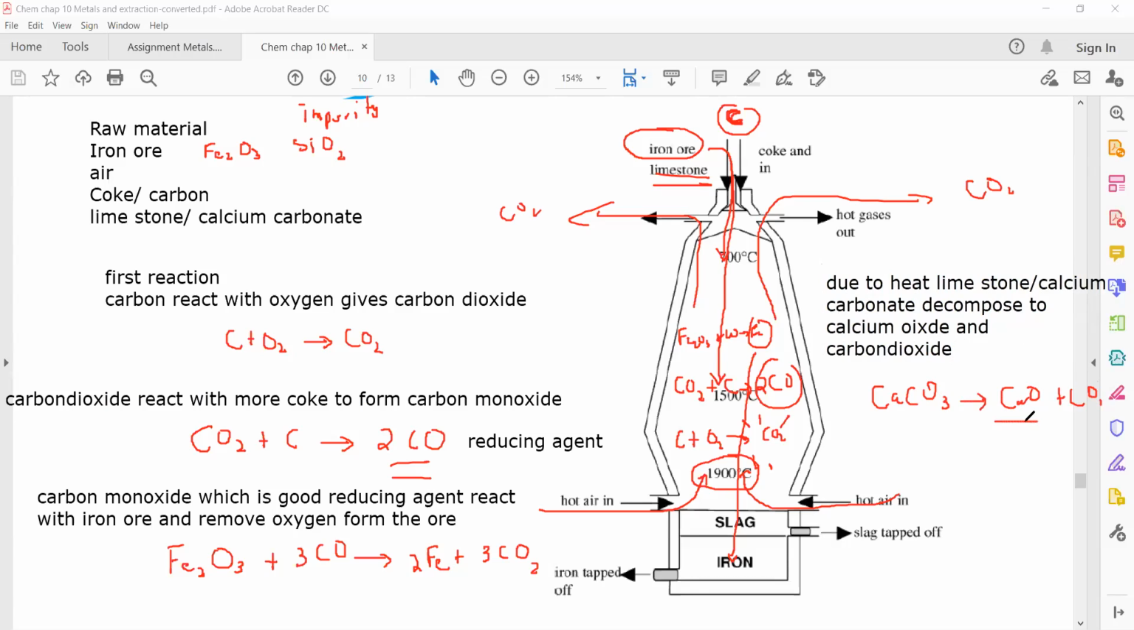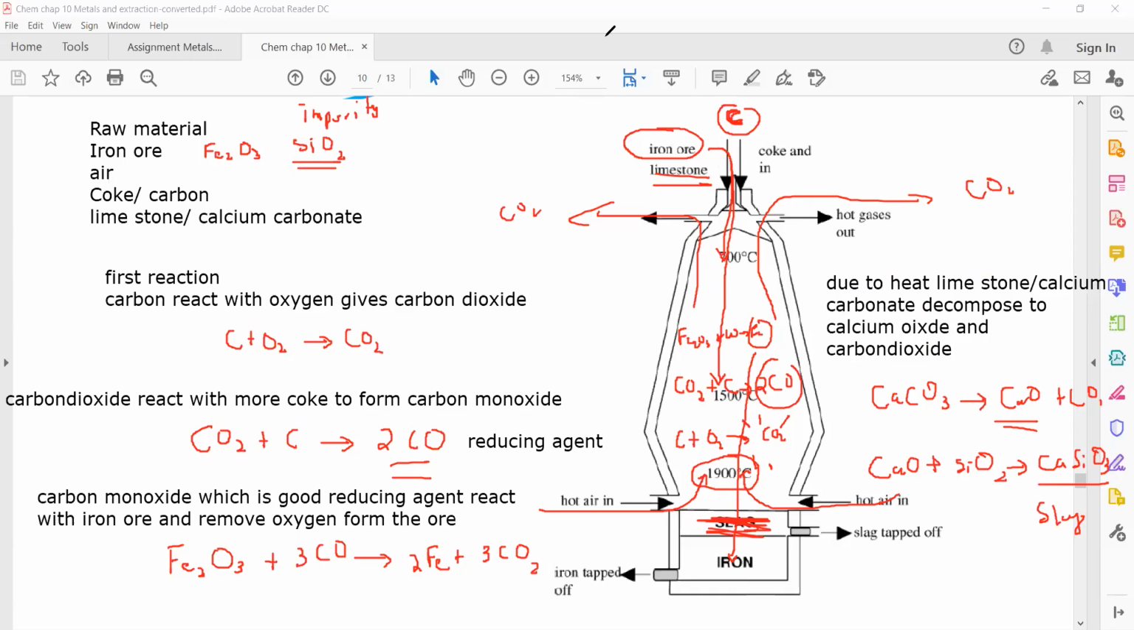And this calcium oxide is a metal oxide or basic oxide. So this calcium oxide reacts with the impurity, which is sand, silicon oxide. So calcium oxide reacts with silicon oxide and it will form CaSiO3, which we also call slag. So this limestone decomposes into calcium oxide. Calcium oxide reacts with the impurity, silicon oxide, and what we have? We have slag at the top.